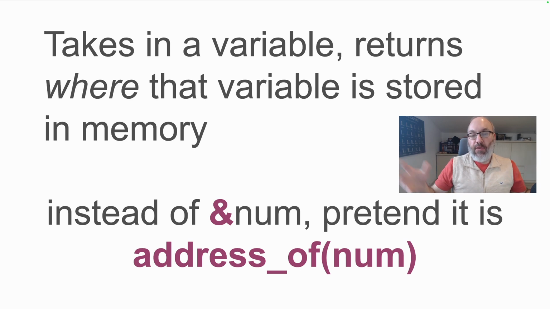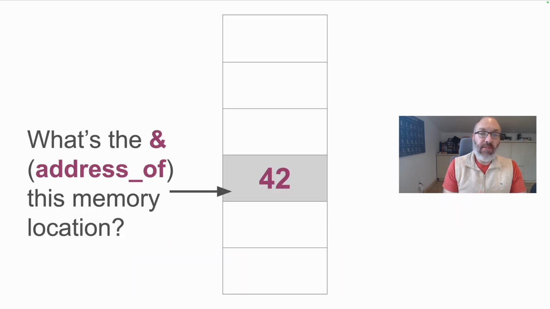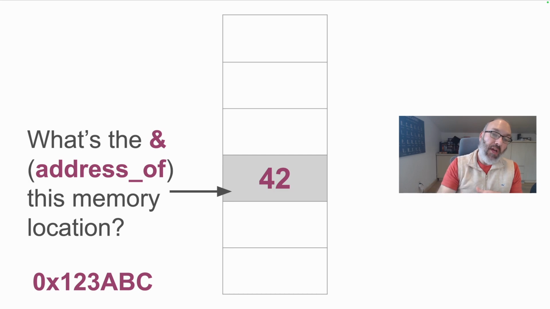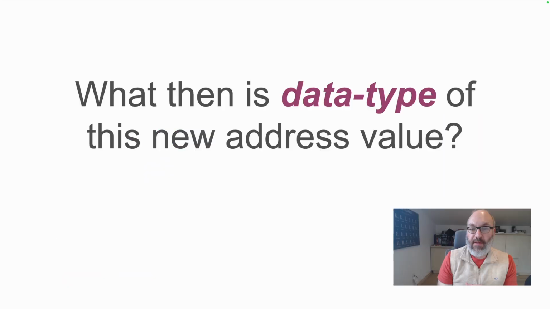That's like the big mental shift. Whenever you see an ampersand, pretend it's just address of num. That's what's actually going on. It's its own function. It's giving you back the result. So what the ampersand of is doing, it's giving you back the address. So if this was your memory location and this was where num was pointing to and there was the value 42 there, it would give you back the address.